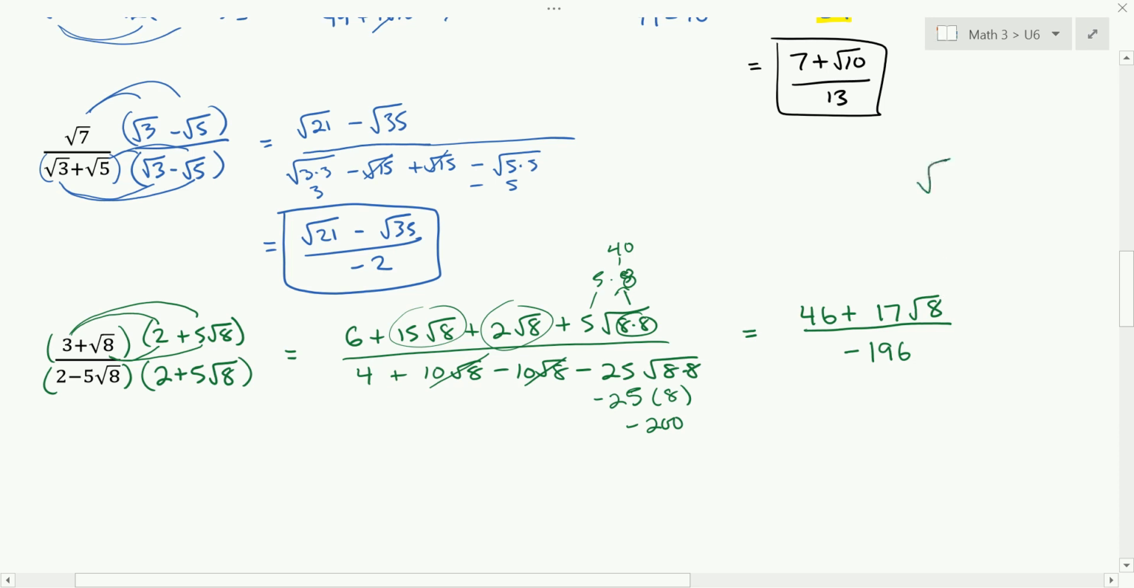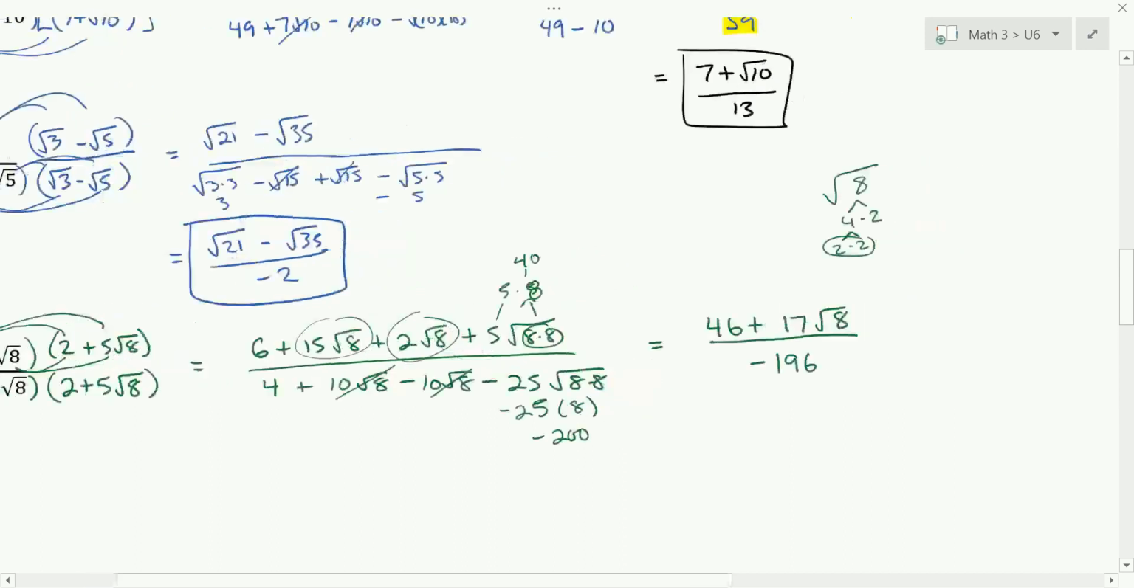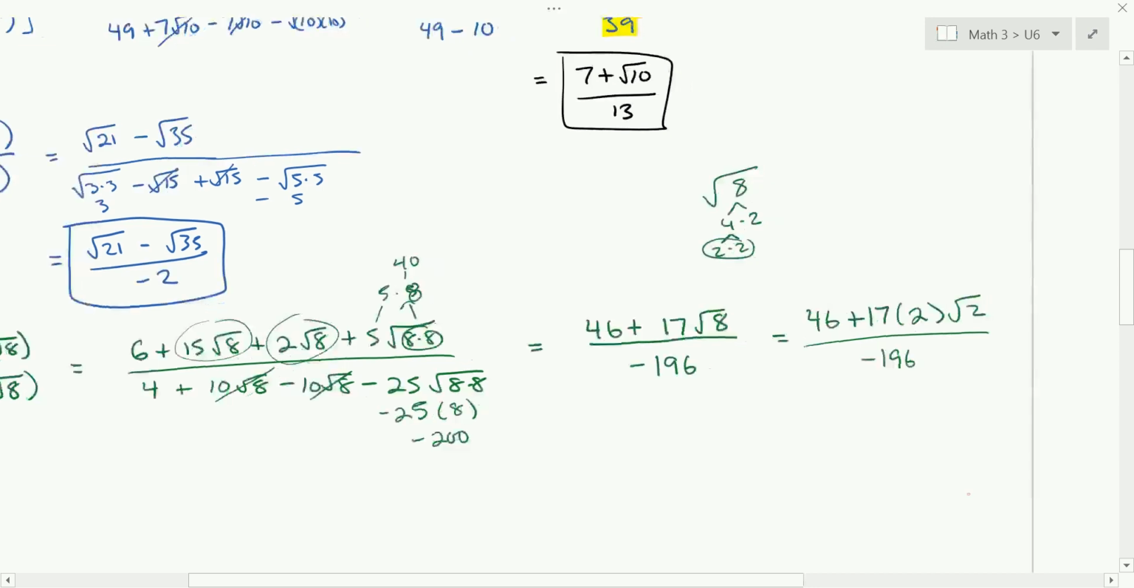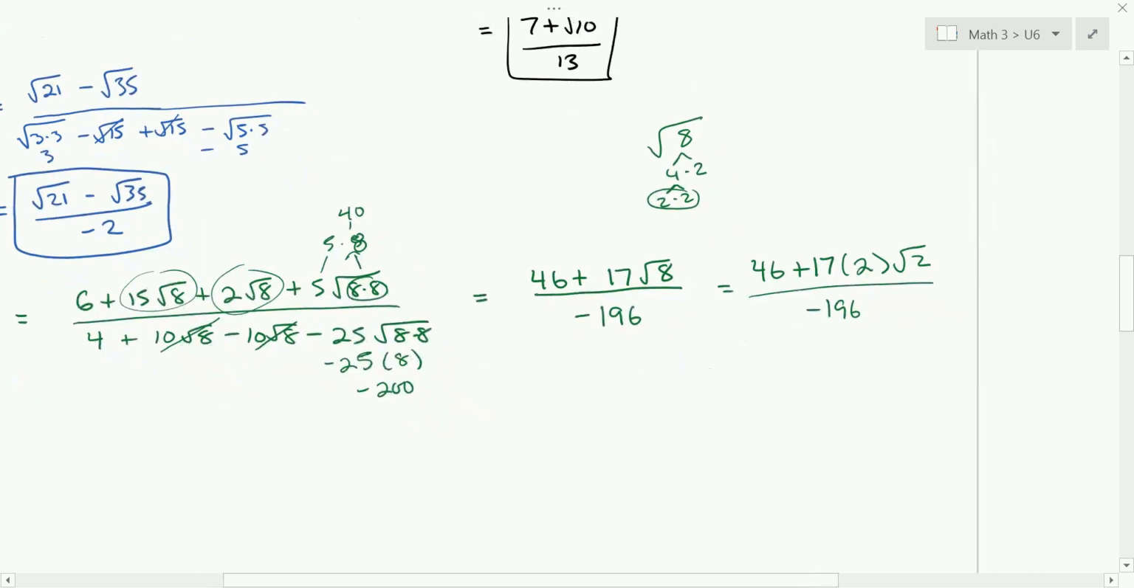Because square root of 8, we got the 4 times 2, 2 times 2. So that's going to be 2 root 2. We have a 17 out in front already. So here's what happens. We end up with 46 plus 17 times 2 root 2 all over negative 196. And then what? Multiply 17 and 2, okay. 46 plus 34 root 2 over negative 196.